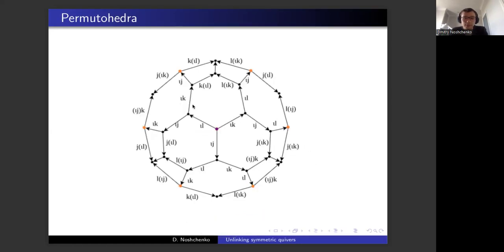And yeah, so now you see that these are nodes which are highlighted. These orange nodes form the permutohedron, and you can unlink each pair which is connected by an edge, or by permutation. You can unlink them once more to the same quiver.